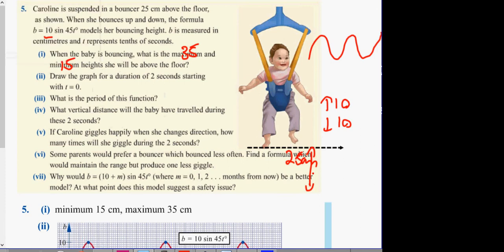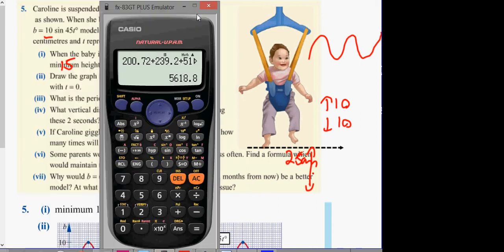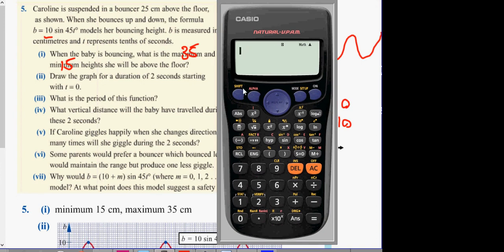Okay guys, next one. Draw the graph for the duration of 2 seconds starting with t equals 0. So what we'd do here is get the calculator out and go to table mode. Then we'd enter 10 sine bracket 45. Now we don't use t, we use x, so 45x is what we're using instead. Let's start at 0. Remember, the variable is time. So she wants us to do 2 seconds.